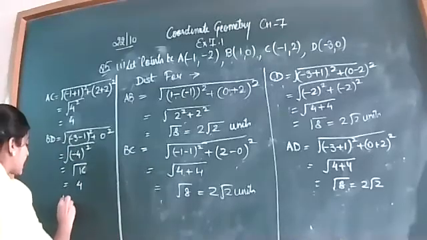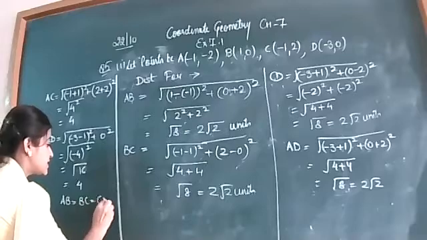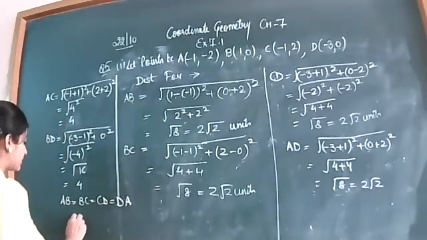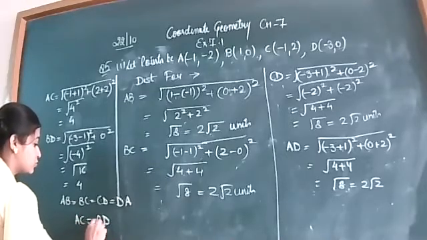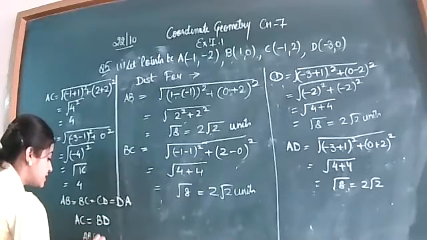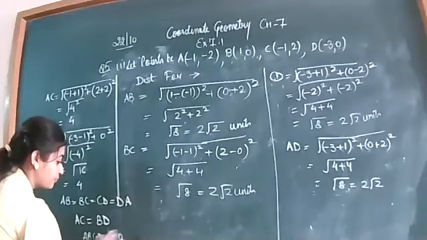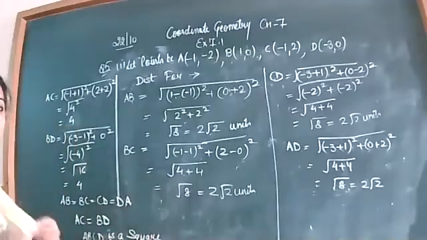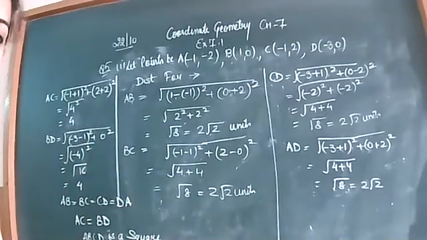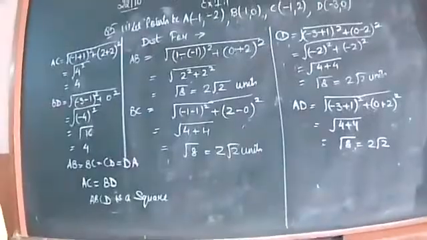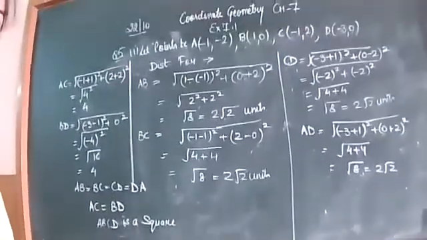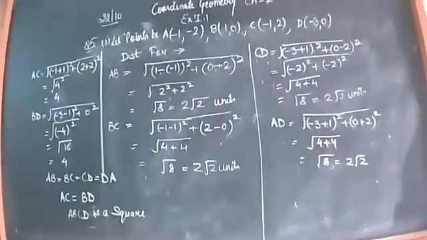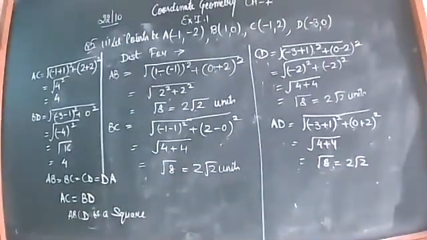So at the end I'm writing AB, BC, CD and DA are all same. The lengths of all the sides are same and the diagonals AC and BD are also same. So ABCD is a square, because square has this property that if all the sides are equal and the lengths of the diagonals are equal, then ABCD is a square. Is it okay? Any doubt, beta?